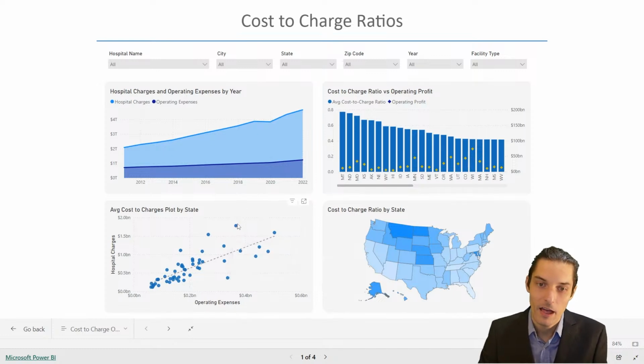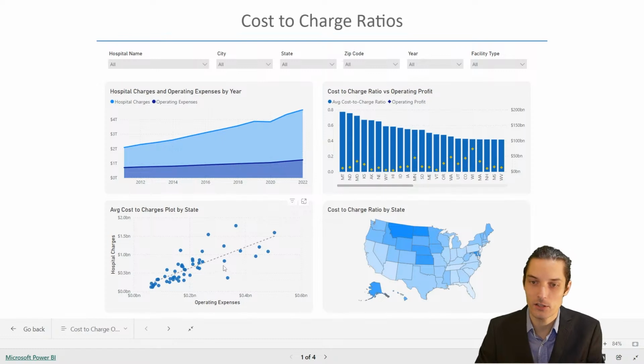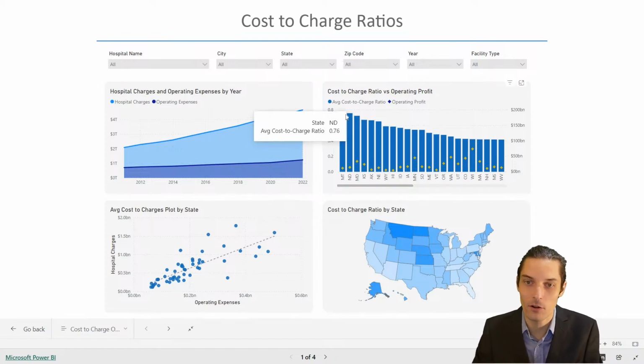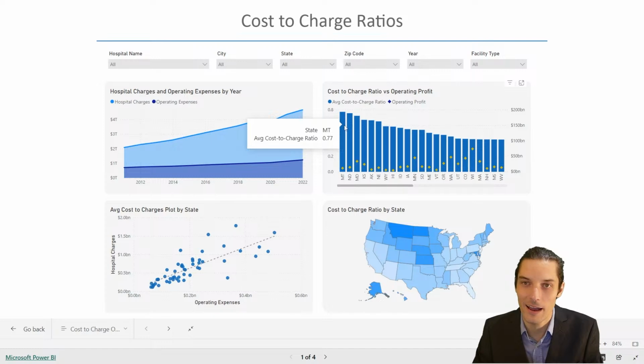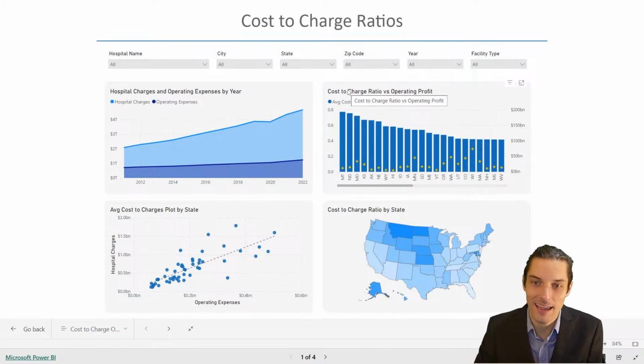On the other hand, if you have a state like New Jersey, then what that means is that they're charging a lot, and their operating expenses are certainly high, but not as high as they could be for what they're charging. It's hard to understand here, but once you understand it on a state level, it's a little bit different, and you can kind of understand what cost to charge ratios mean.